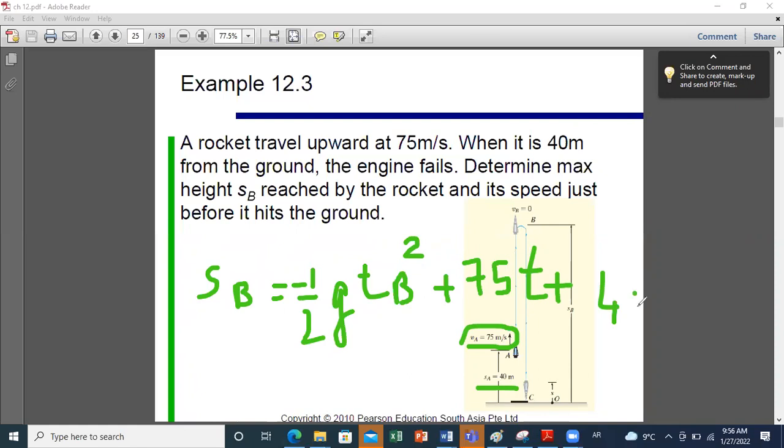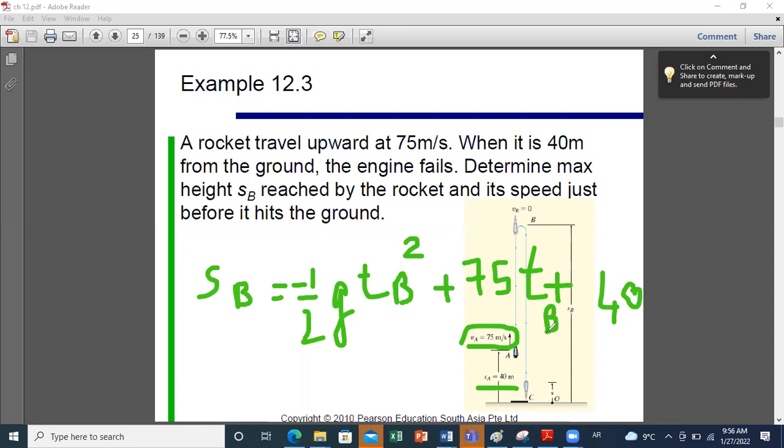So by replacing TB in this equation, I will get back exactly the same result, which is that the maximum height is given by SB. Okay, so of course the other method is much simpler, because in the other method I can directly determine the maximum height in one step. Okay, now the second question is to find the speed just before hitting the ground. What should I do now?